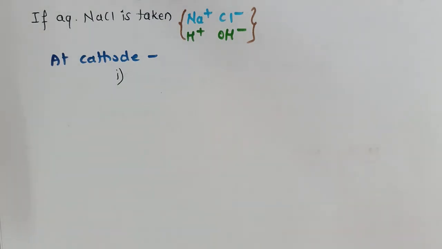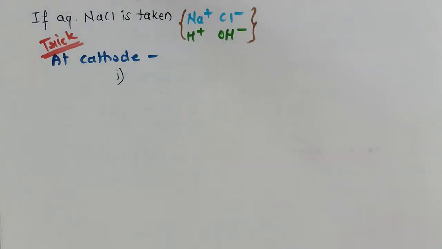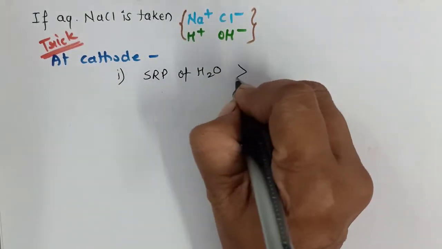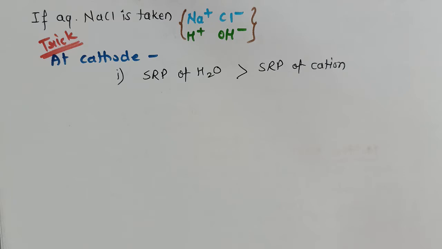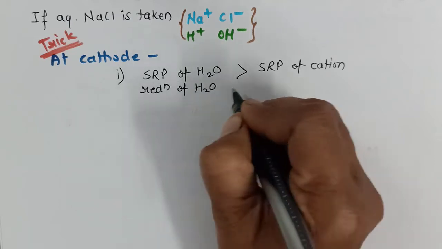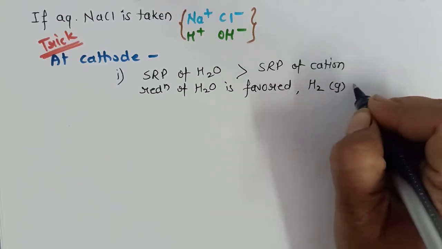For determining the product formed at the cathode, we have to use two tricks. So now you have to remember the tips which I will give you to identify the product. At the cathode, suppose SRP of water is greater than SRP of cation. That means the reduction potential of water, if it is greater than the reduction potential of cation, then in that case reduction of water is favored. And therefore hydrogen in the form of gas will be liberated.